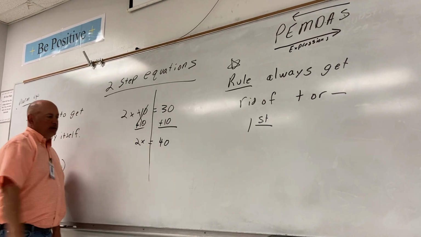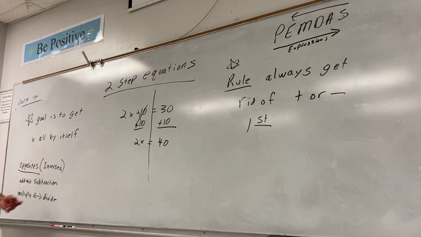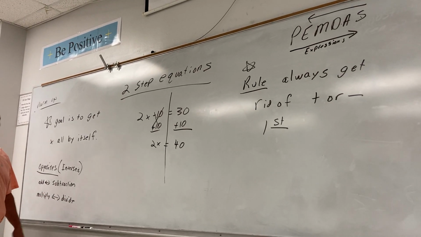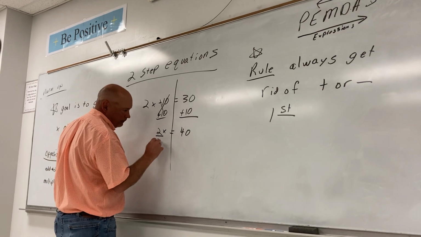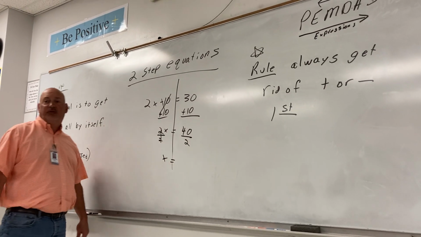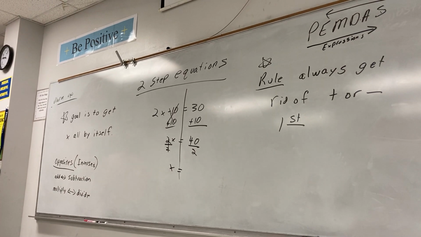Now we got to get rid of the 2. What is the 2 doing? Multiplying. What's the opposite of multiplying? You need to divide by 2. And your equation is done. We now have x all by itself. What number does x have to equal? 20.